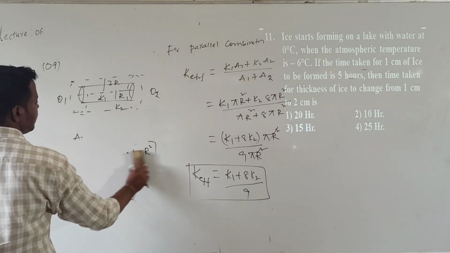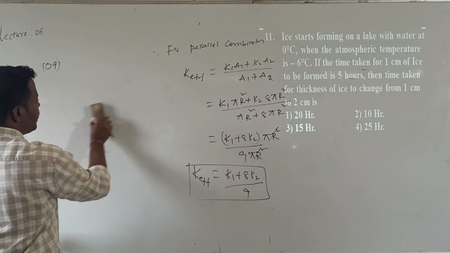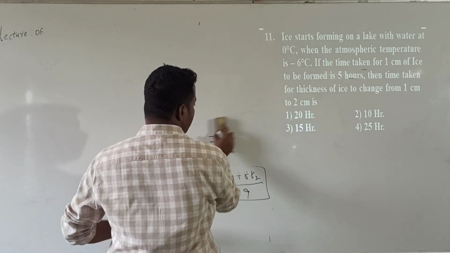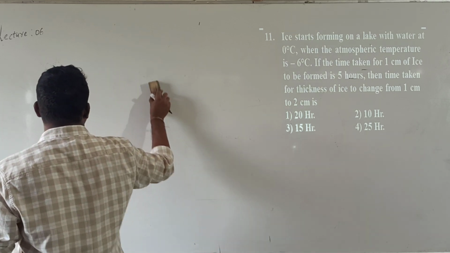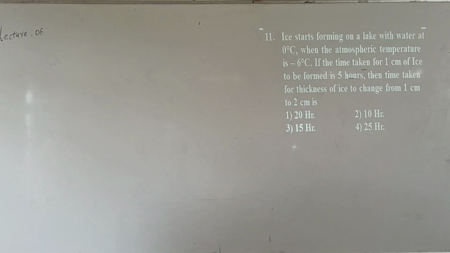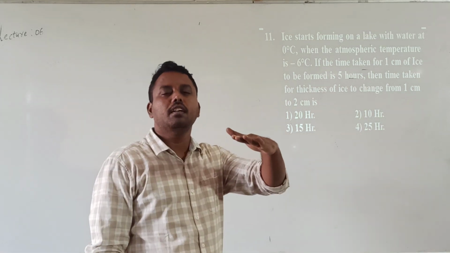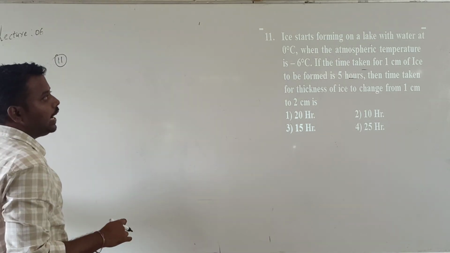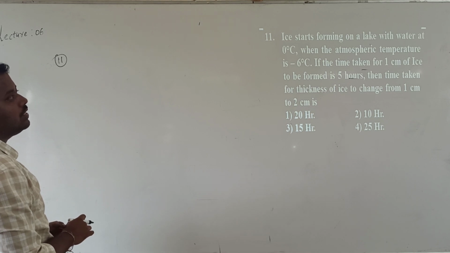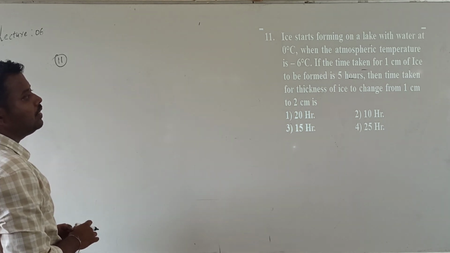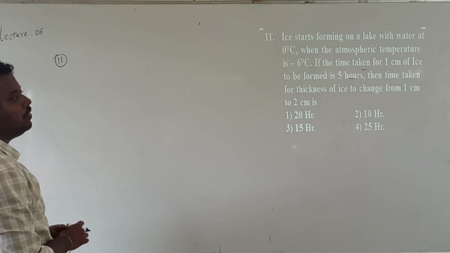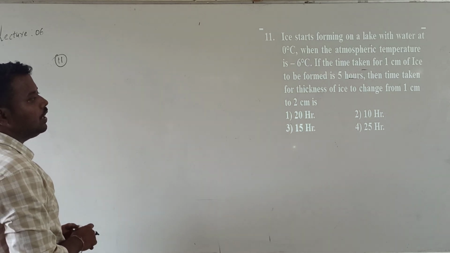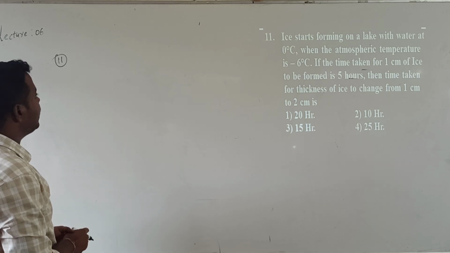Question number 11. This is a question based on the formation of an ice layer on a pond. We discussed this formula. Whenever the surrounding temperature is less than 0 degrees, the ice layer on a pond will keep on increasing. The question given is: ice started forming on a lake with water at 0 degrees, atmosphere temperature at minus 6 degrees. If the time taken for 1 centimeter of ice to be formed is 5 hours, what is the time taken for the ice thickness to increase from 1 centimeter to 2 centimeters?